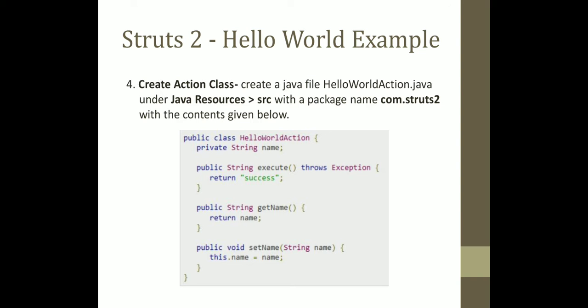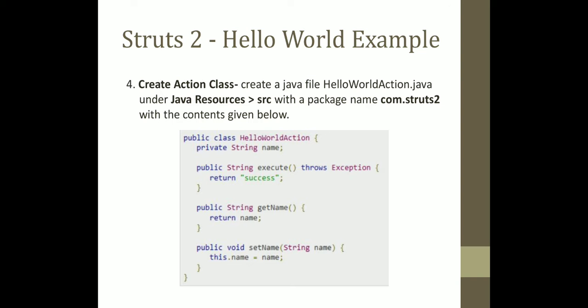Then, fourth step, now the actual working will start. So we will create the action class. For that we have to create a Java file named HelloWorldAction.java under the Java Resources source folder with package name com.struts2, with the contents that are shown in the diagram below.